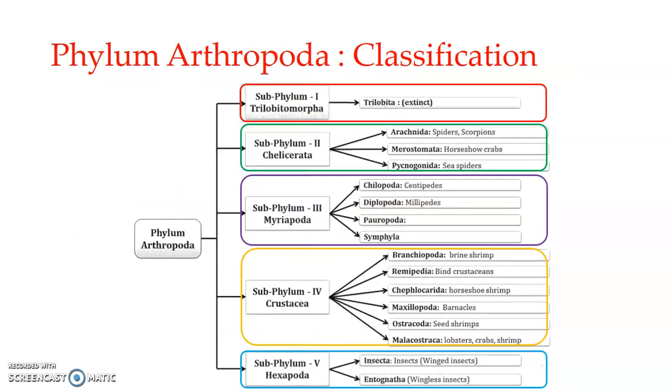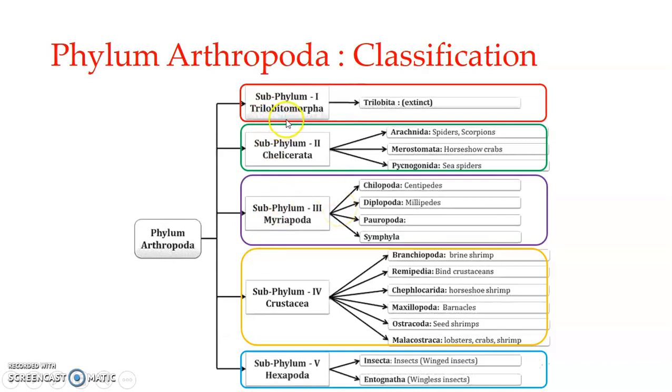Regarding the classification, phylum Arthropoda is divided into 5 subphyla: the subphylum Trilobitomorpha, subphylum Chelicerata, subphylum Myriapoda, subphylum Crustacea, and subphylum Hexapoda. So here we will just see the main characteristic features of the subphyla. Further down, the classification will be dealt with in the next video.